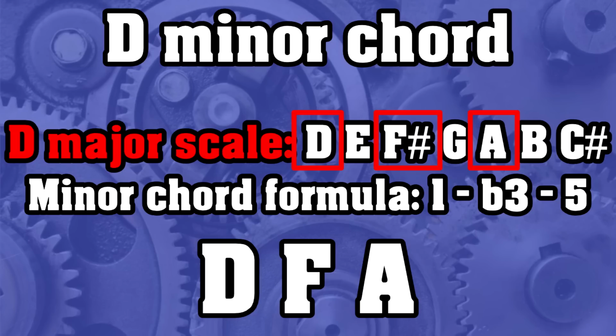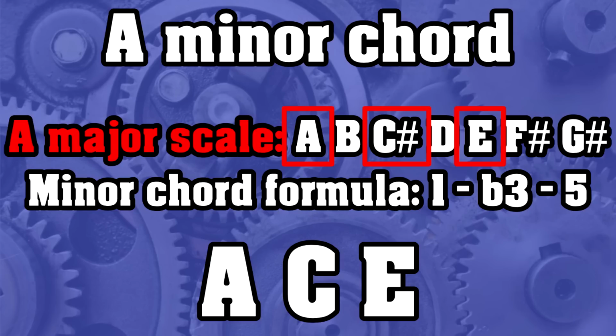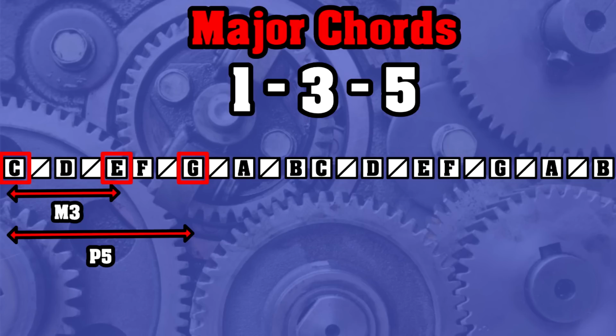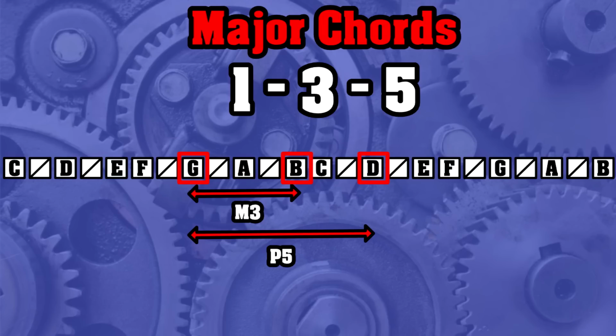The D minor chord is derived by taking the 1st, 3rd, and 5th note of the D major scale and then flattening the 3rd. The A minor chord is derived by taking the 1st, 3rd, and 5th note of the A major scale and then flattening the 3rd. You could also arrive at these same major chords simply by starting on the note C and then playing a major 3rd and perfect 5th in addition to the root, or doing the same thing by starting on the note G, and you can get your major chords that way.